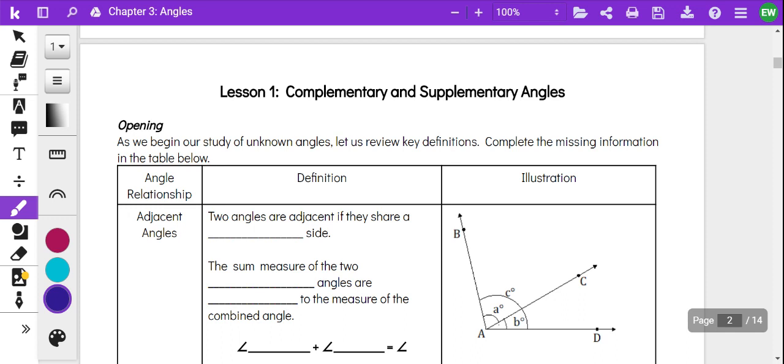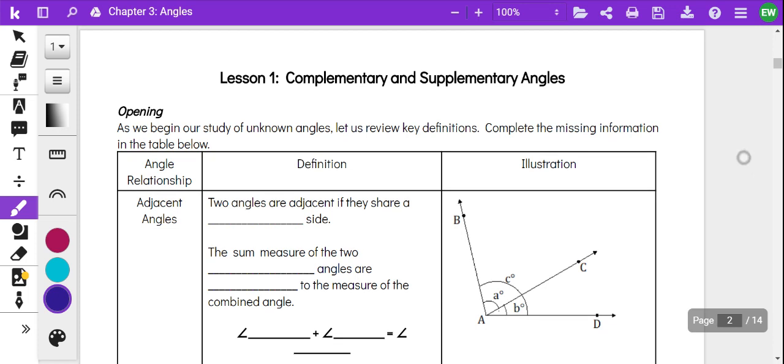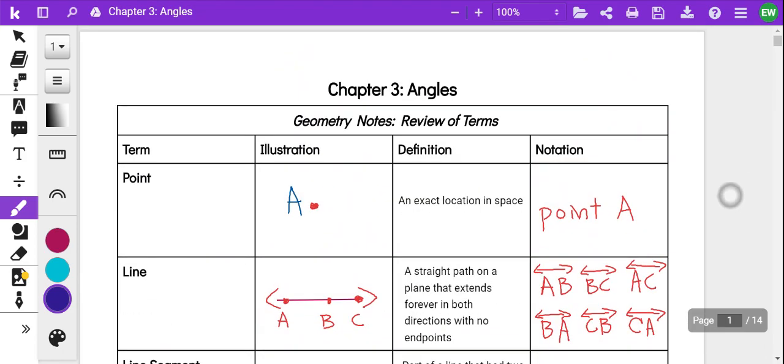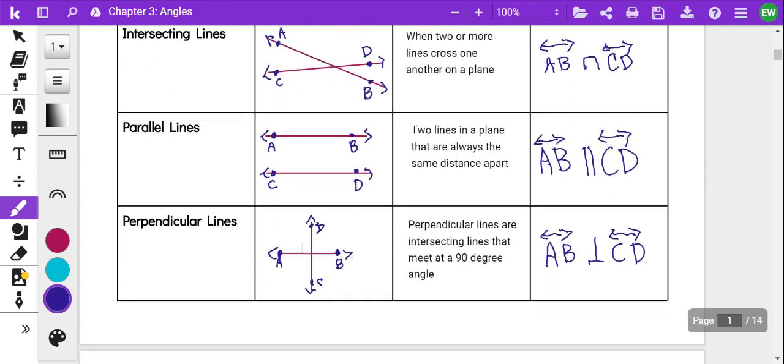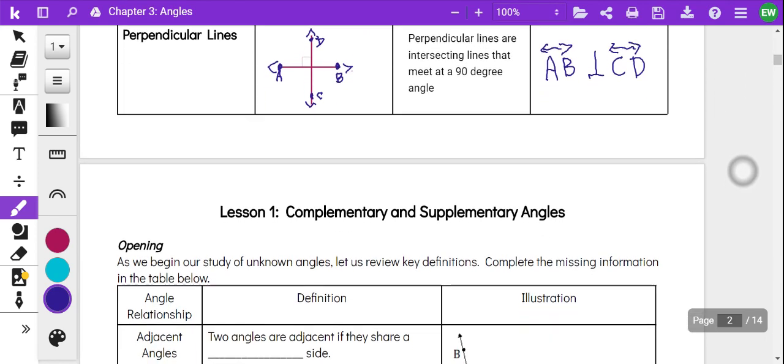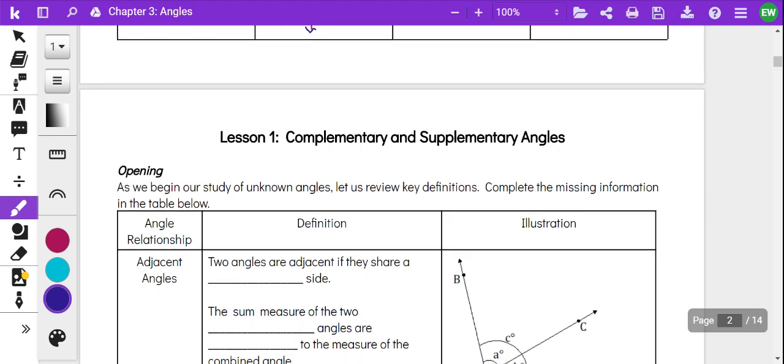Hello. This is your first lesson done through Edpuzzle, and we are going to switch packets. So you need to have out your angle packet with the table of all the terms in front, and it says Chapter 3 Angles. So this one right here, and you are going to turn to the second page. Lesson 1, Complementary and Supplementary Angles.